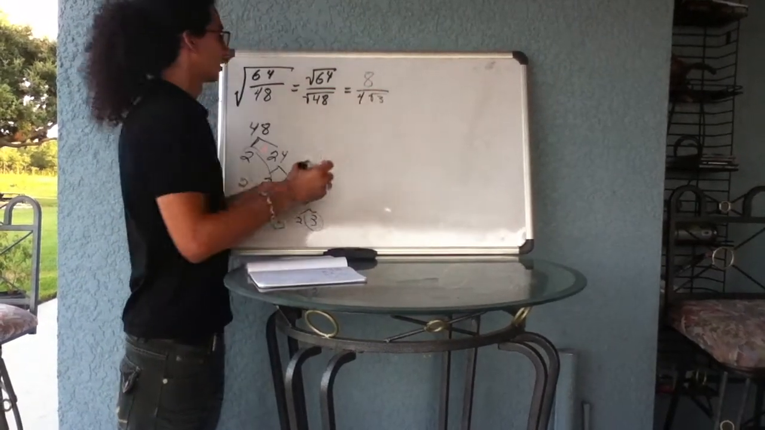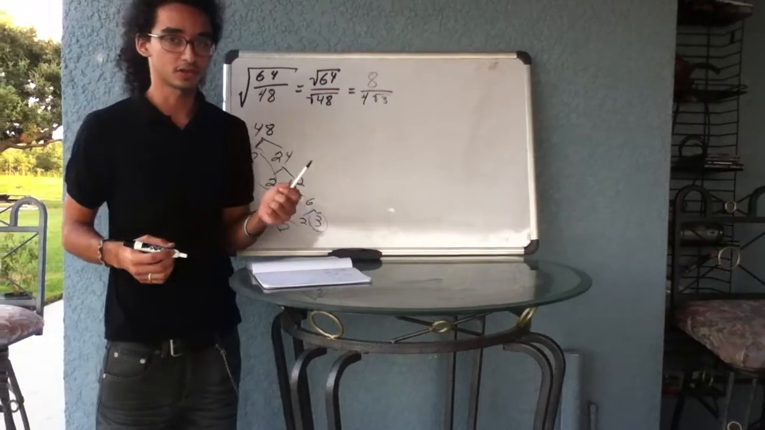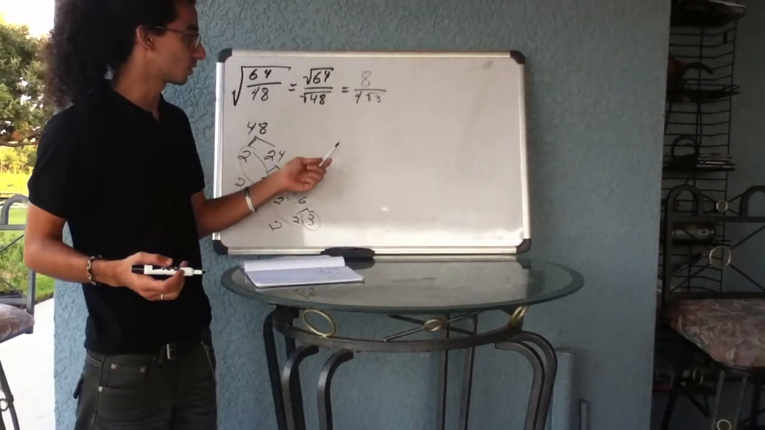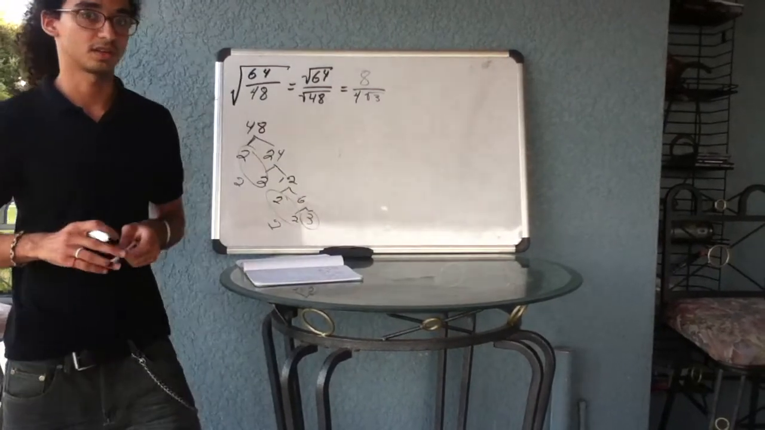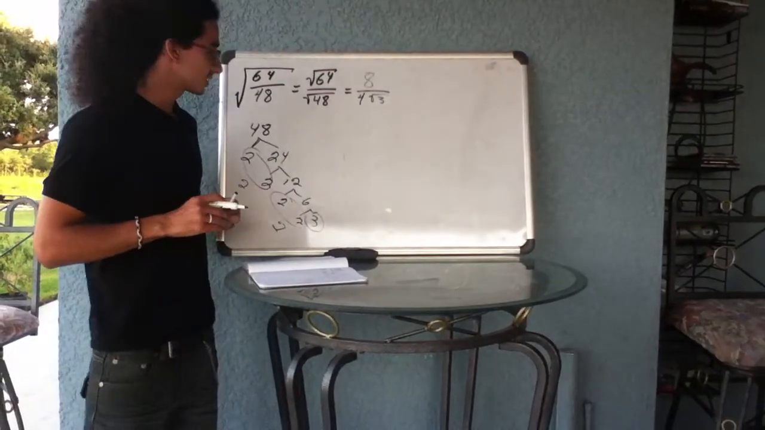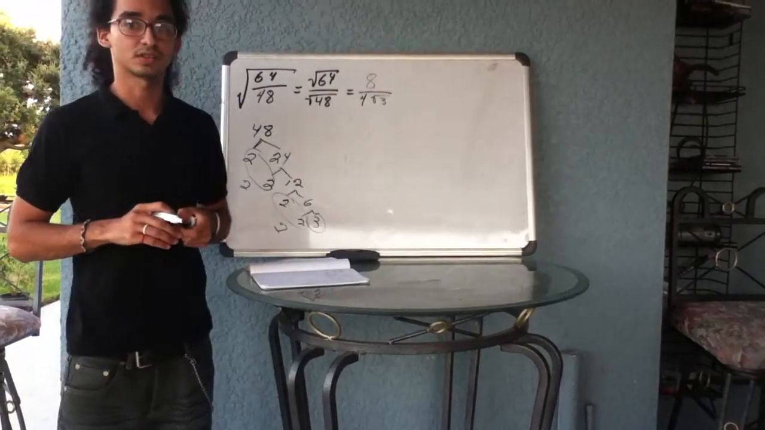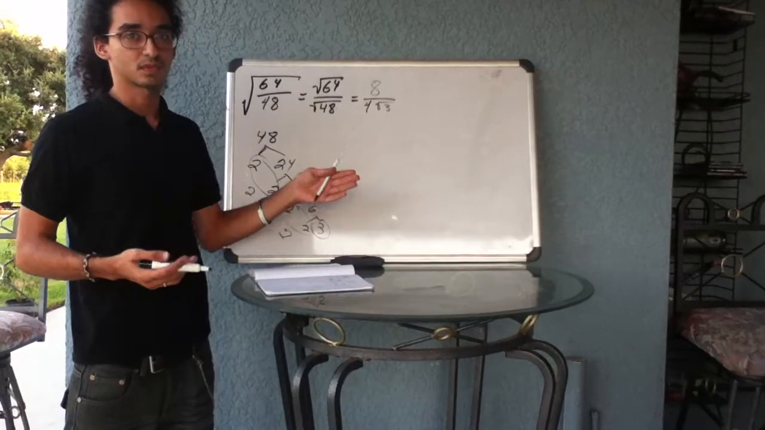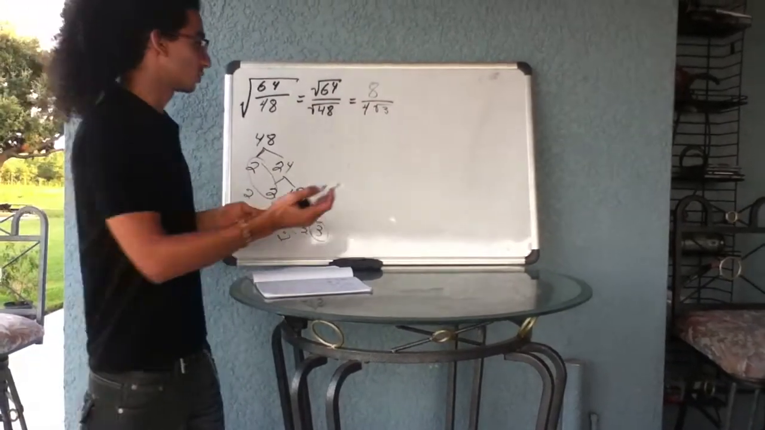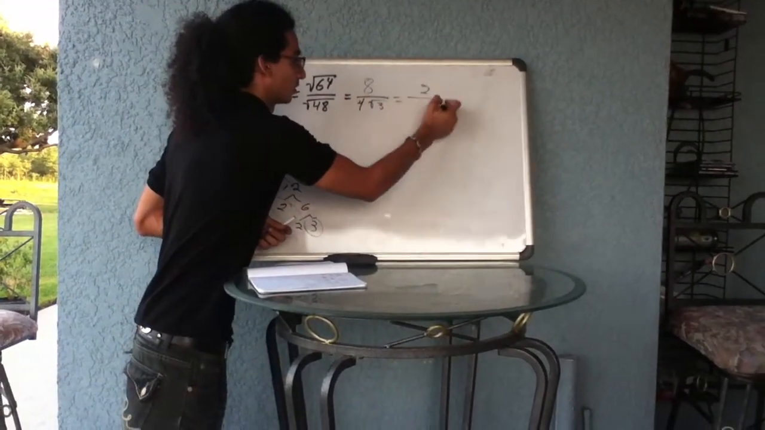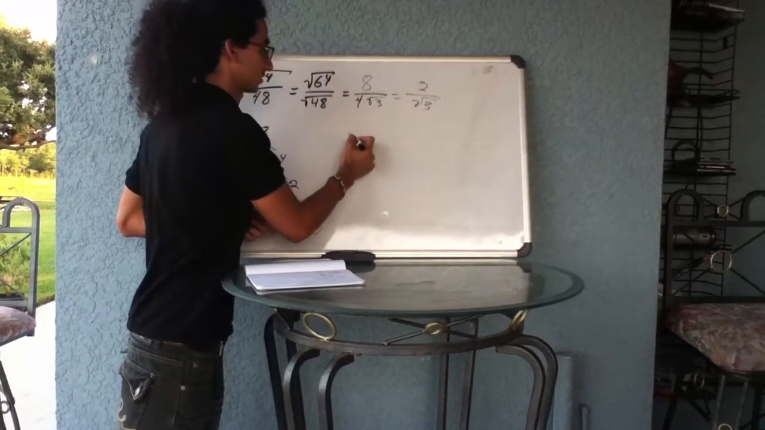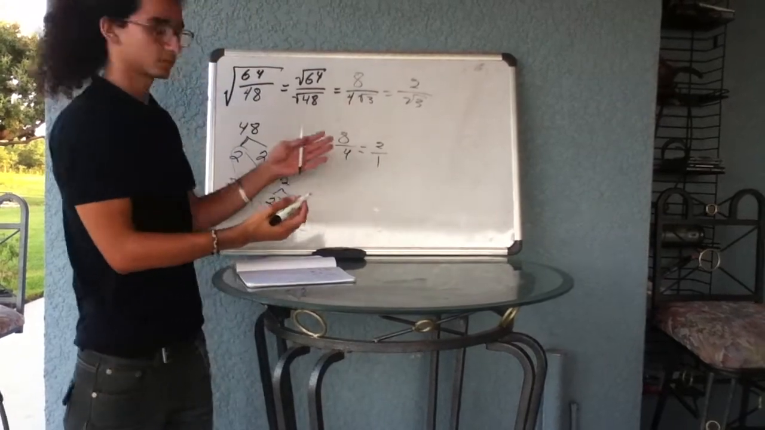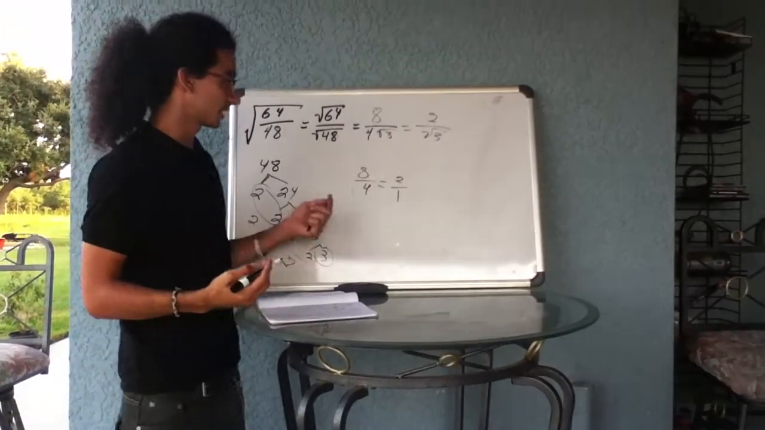So square root of 64 over the square root of 48 is the same as reduced to 8 over 4 square root of 3. Alright, now the next step is to simplify your numerator and denominator, and you can see here that 8 over 4 is simply just 2 over square root of 3 because 8 over 4 is just 2 over 1. It's a ratio.